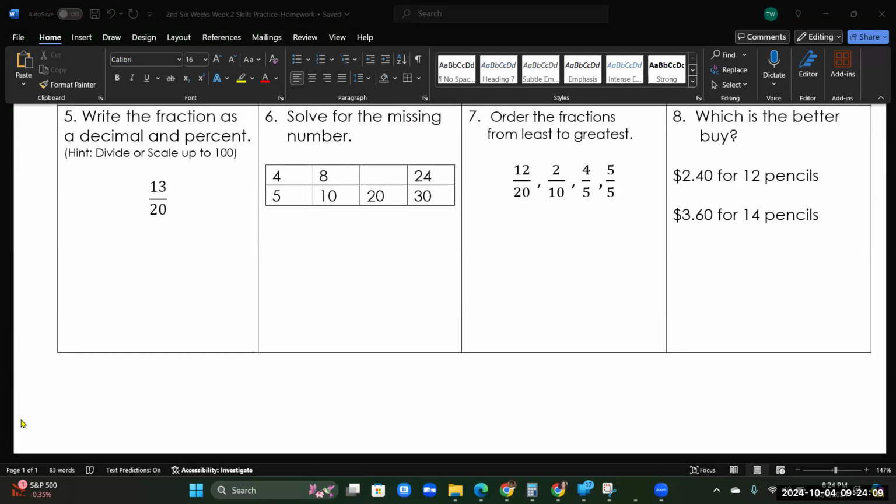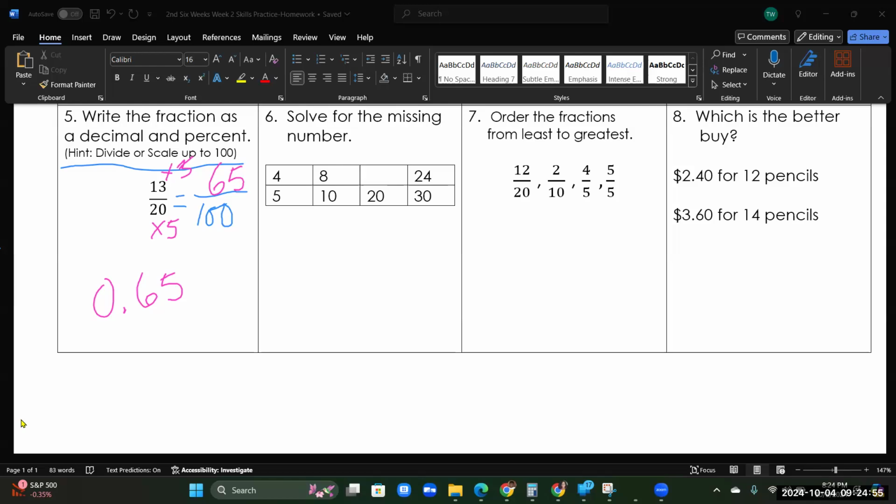All right, number 5 says write the fraction as a decimal and a percent. The hint told us divide or scale up to 100. All percents have 100 as a denominator, so we can make an equivalent fraction. 20 times 5 would be 100, so we would do 13 times 5, which would give us 65. 65 hundredths. We should know hundredths is 2 places after the decimal, so we would get 0.65.